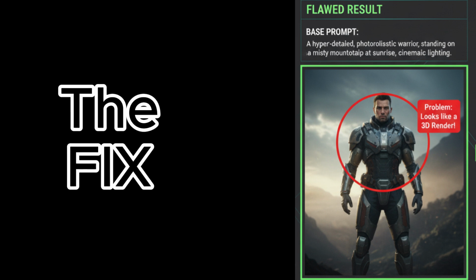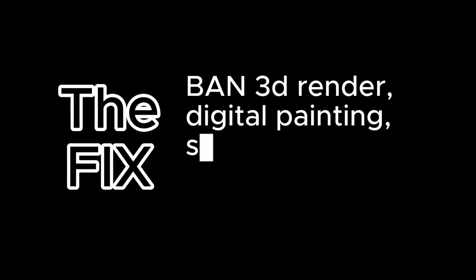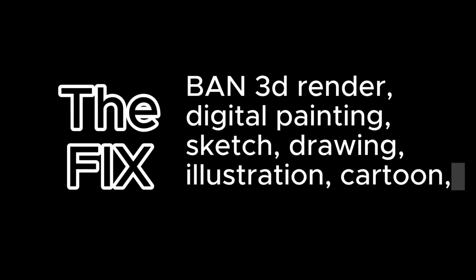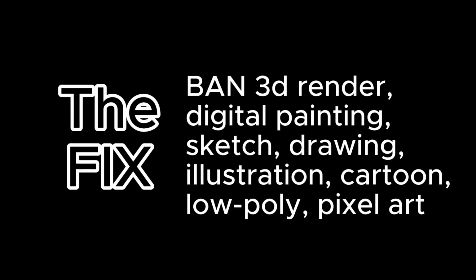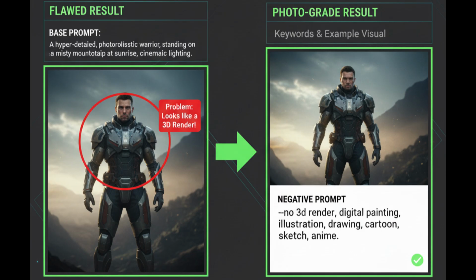If you want a photo, you must ban everything that is not a photo. If you want a 2D painting, you must ban 3D by excluding 3D render and digital painting. You force the AI down the photorealistic pathway, making the result feel like it was taken with a real camera. Use this rule to achieve incredible stylistic purity.